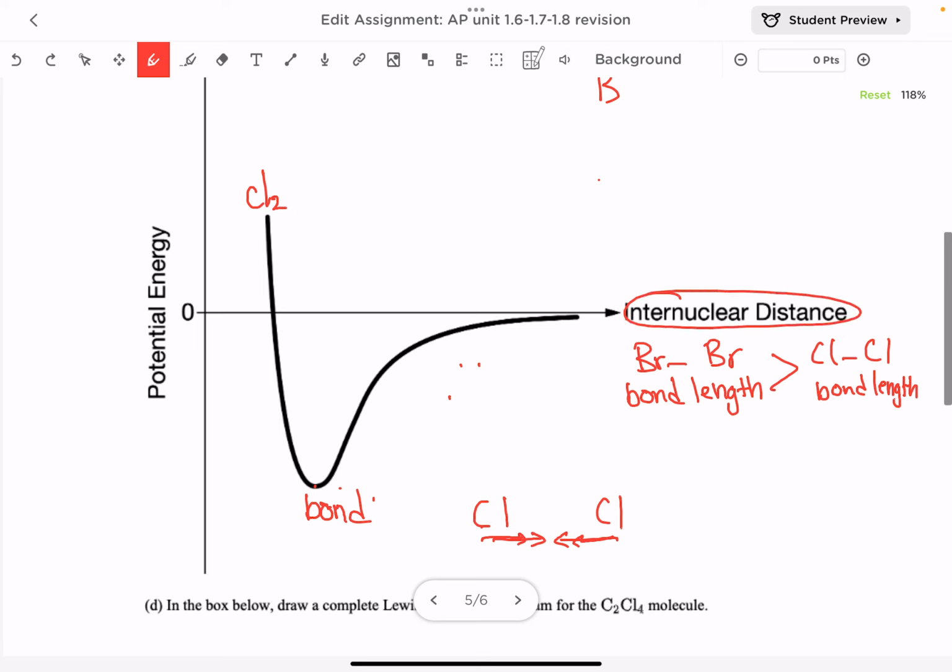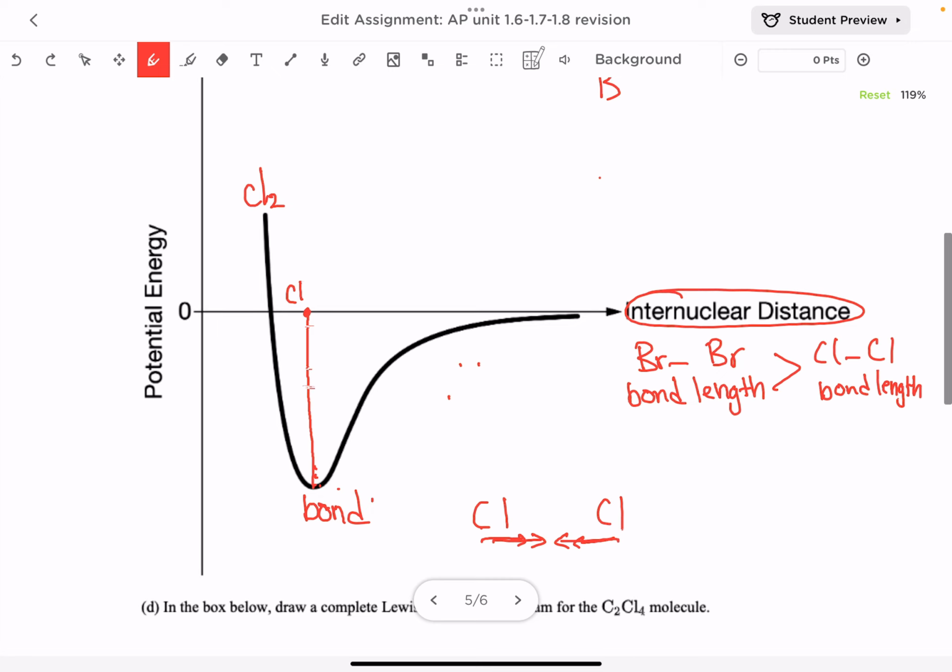So here's the distance. At this point is the distance of Cl from a Cl atom. Now, Br to Br cannot be this much closer. So they might be, for example, at a further distance. So any point here.